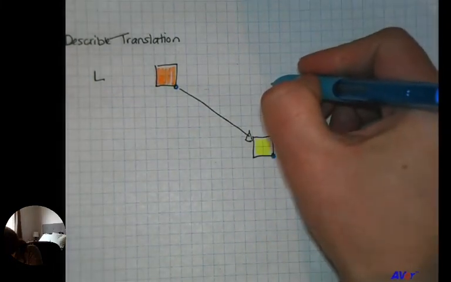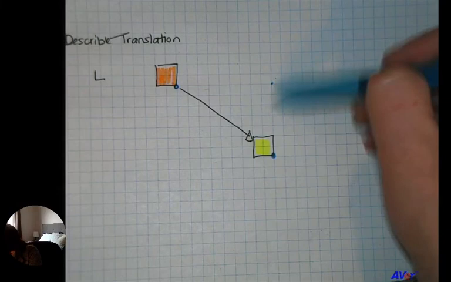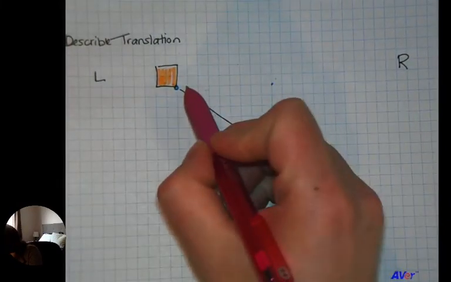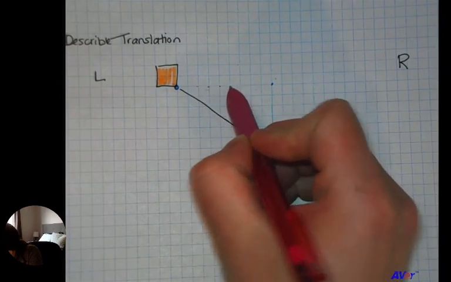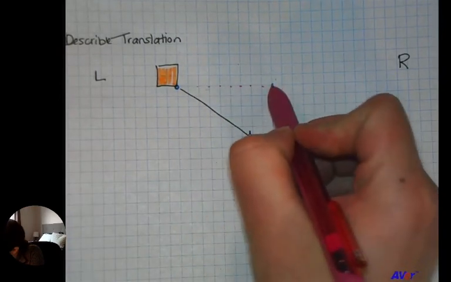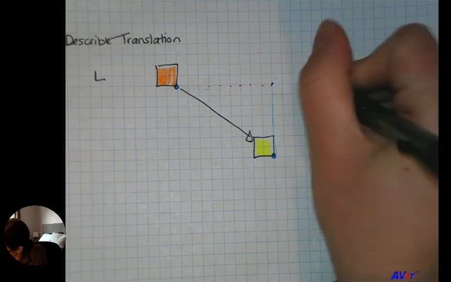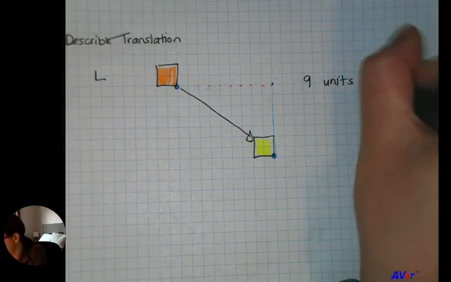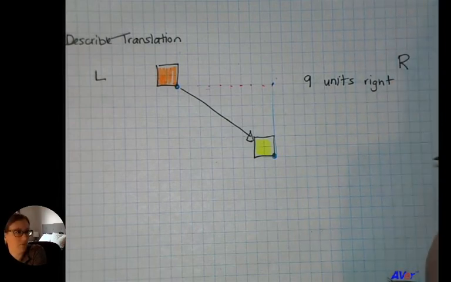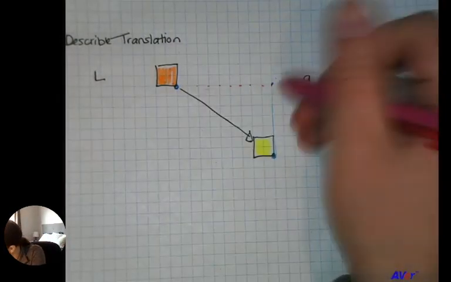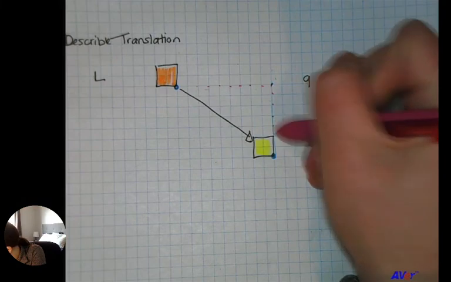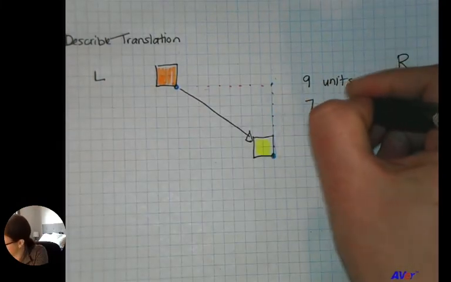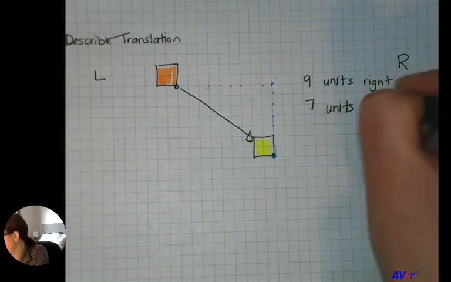And I've got to count how many spaces until it gets lined up right here. So let me pick a different color. 1, 2, 3, 4, 5, 6, 7, 8, 9. We went 9 units right, or 9 right if you want to. Okay, and now we've got to go down. 1, 2, 3, 4, 5, 6, 7. So then we went 7 units down.